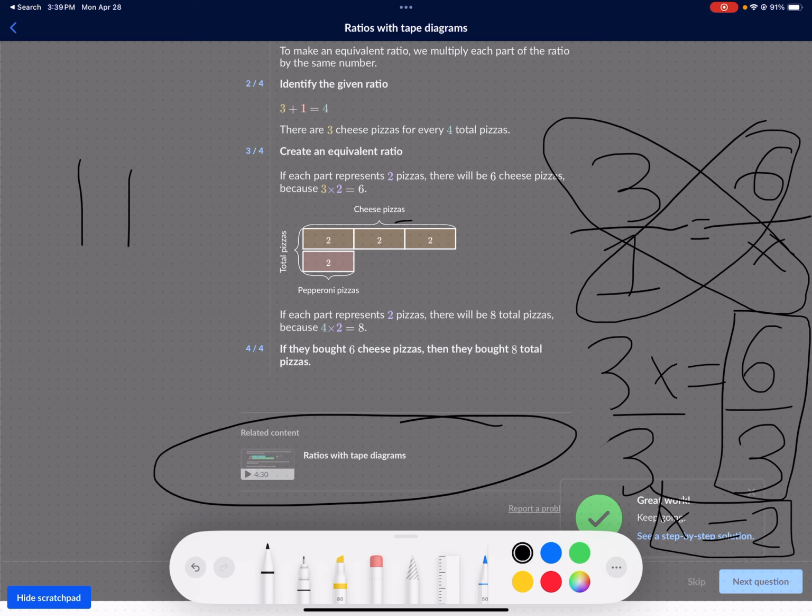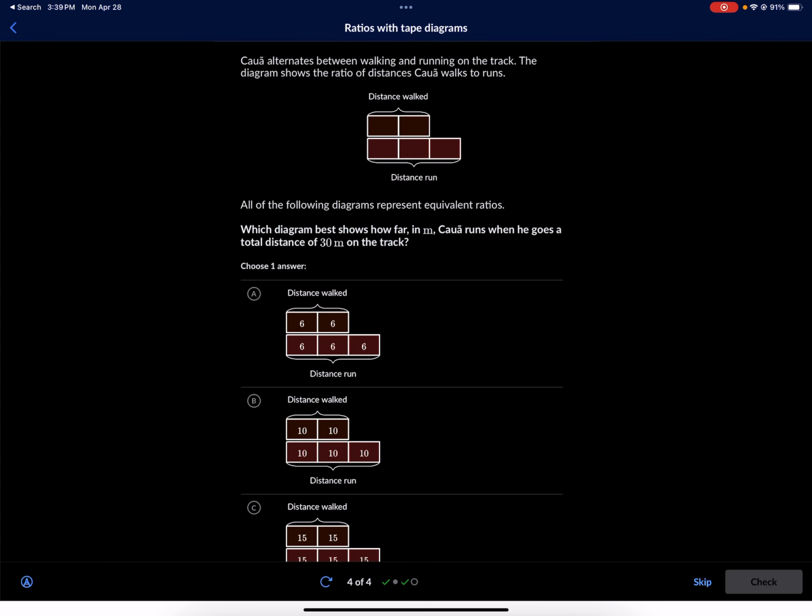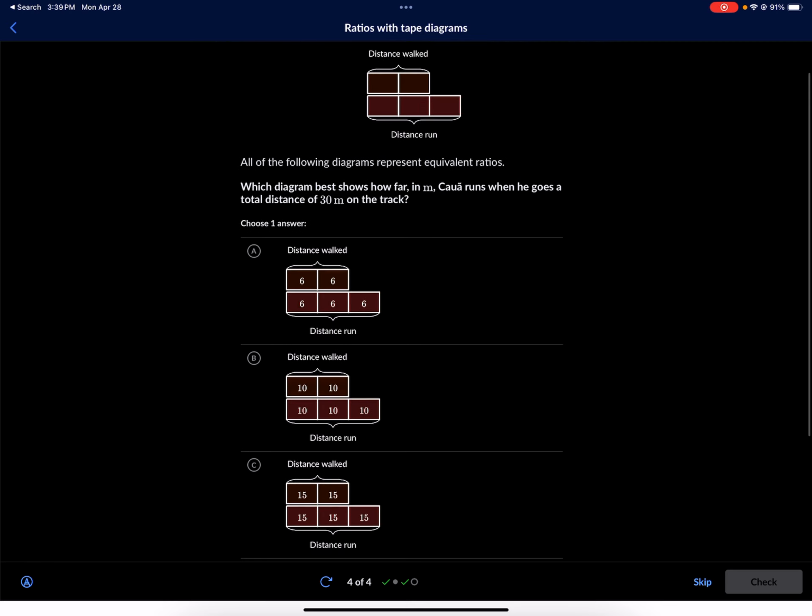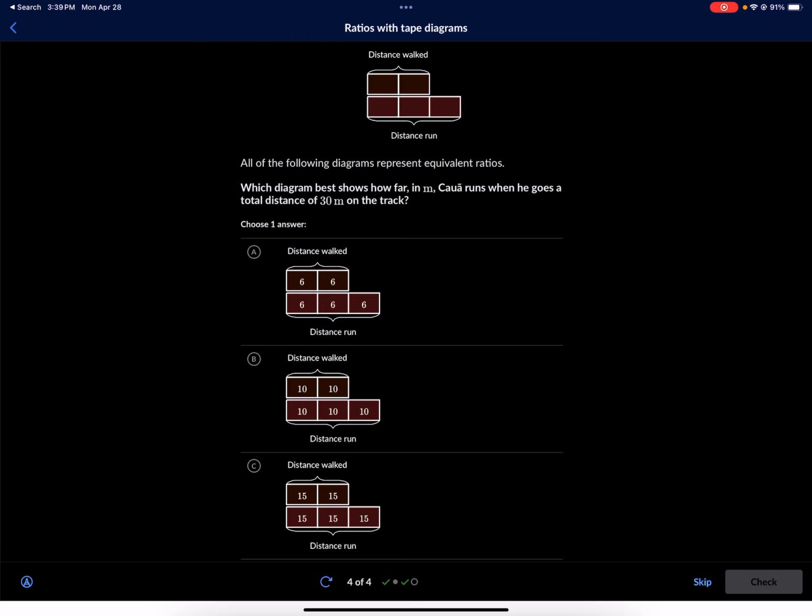And happy studying. Okay. Kawa alternates between walking and running on the track. The diagram shows the ratio of the instances Kawa walks to runs. All of the following diagrams represent equivalent ratios. Which diagram best shows how far in meters Kawa runs when she goes a total distance of 30 meters? So what we can do is just plug it in and see how far.